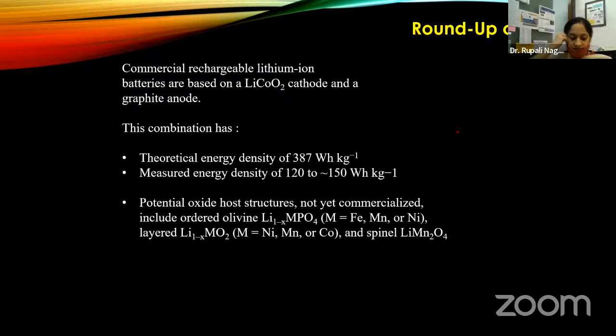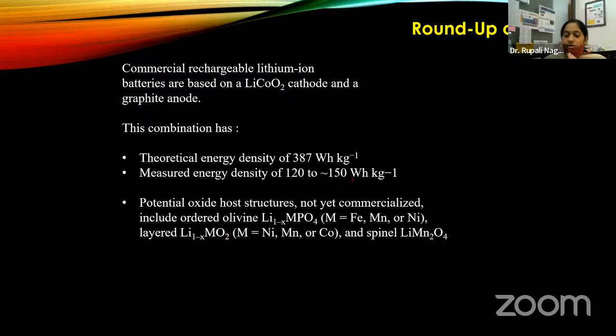So before I finalize, the roundup of our battery is that presently in the commercial rechargeable lithium-ion battery, lithium cobalt oxide is used as the cathode and graphite is used as an anode. And it has a theoretical energy density of 387 watt hour per kg and a measured energy density of 120 to 150 watt hour per kg.